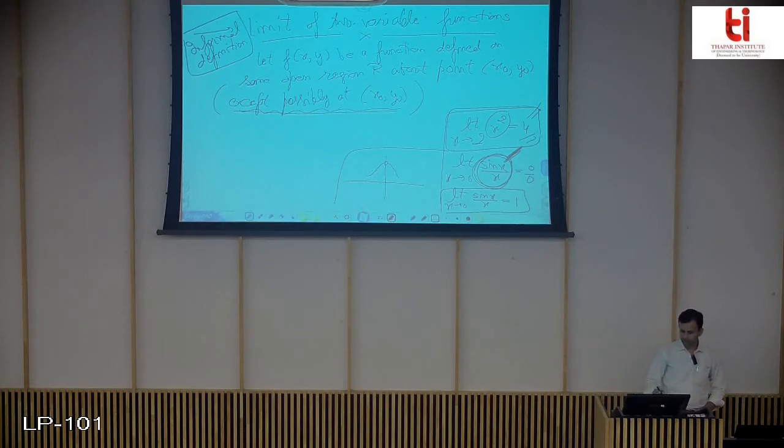Except possibly at x0, y0, then we say that the limit of f(x,y) is L at (x0, y0) if the value of f(x,y) approaches L as (x,y) approaches (x0, y0), and we write limit (x,y) tending to (x0, y0) of f(x,y) is equal to L. And no doubt this L should be finite, as we did earlier, and it should be unique.